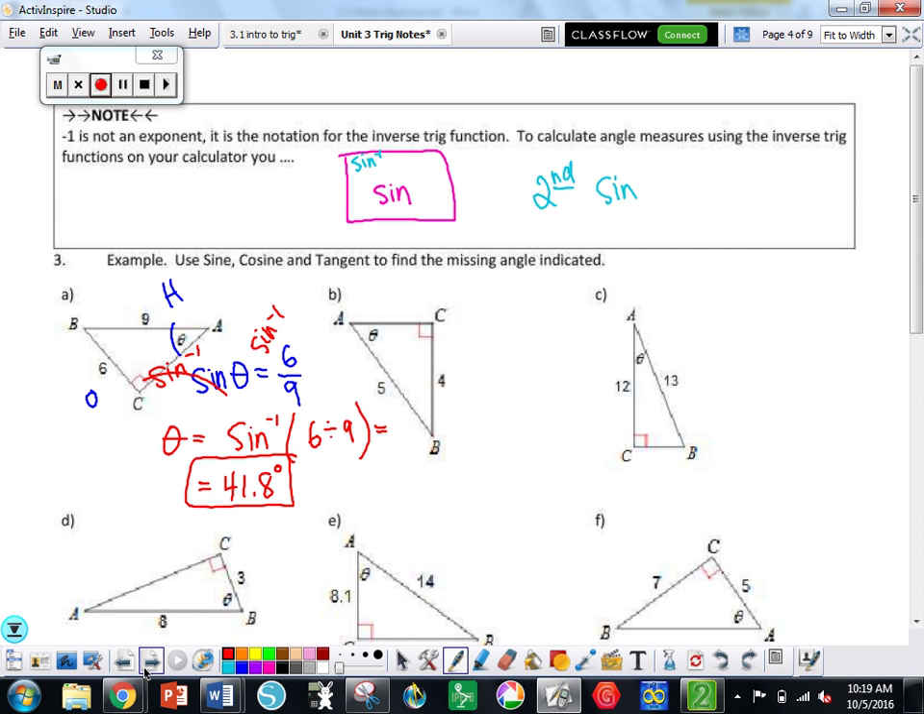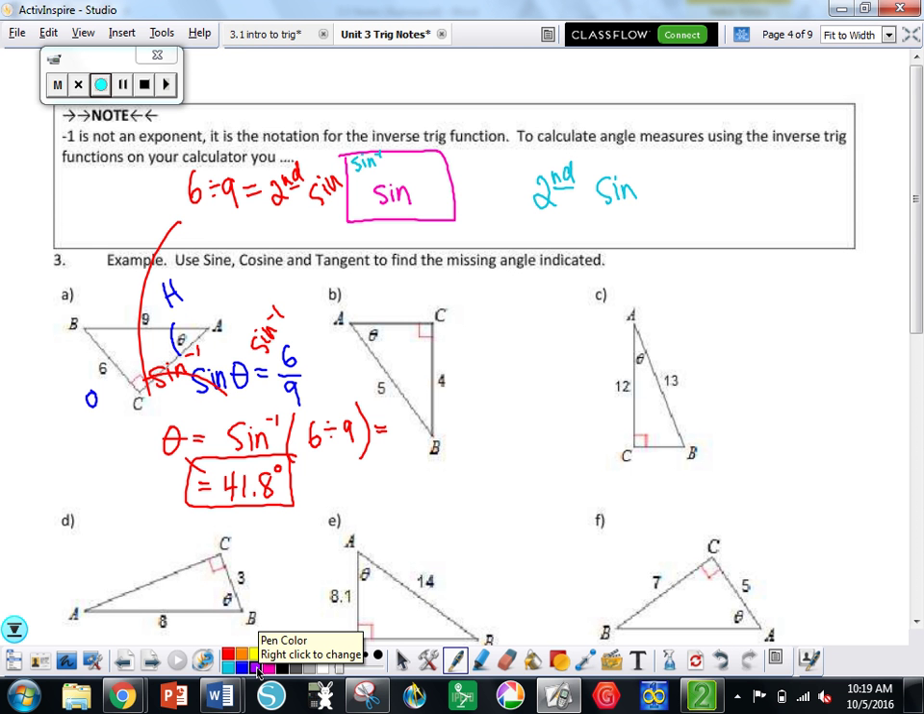If you're doing it on that calculator, this one's the backwards one. Here's what you would plug in. You would say 6 divided by 9, enter, to get a decimal. And then second, sine. Does that work? Anybody else need help? Okay, let's do it again then.